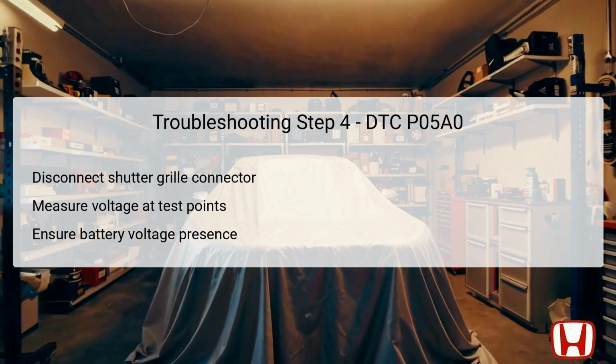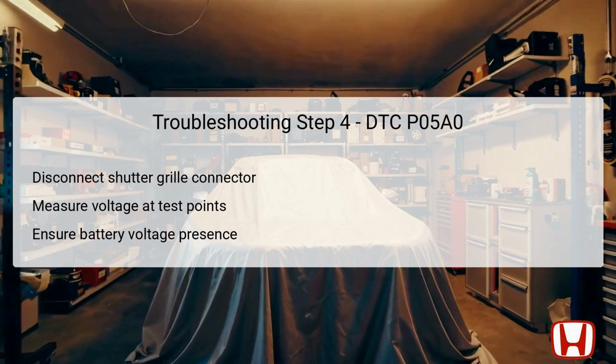In this troubleshooting step, disconnect the 4P connector for the shutter grille. This ensures a safe environment to measure the electrical voltage at specified test points. With the vehicle in the off lock mode, measure the voltage between test points 1 and 2. Test point 1 corresponds to female terminal number 2 of the shutter grille connector, while test point 2 is body ground. A proper reading should display battery voltage.